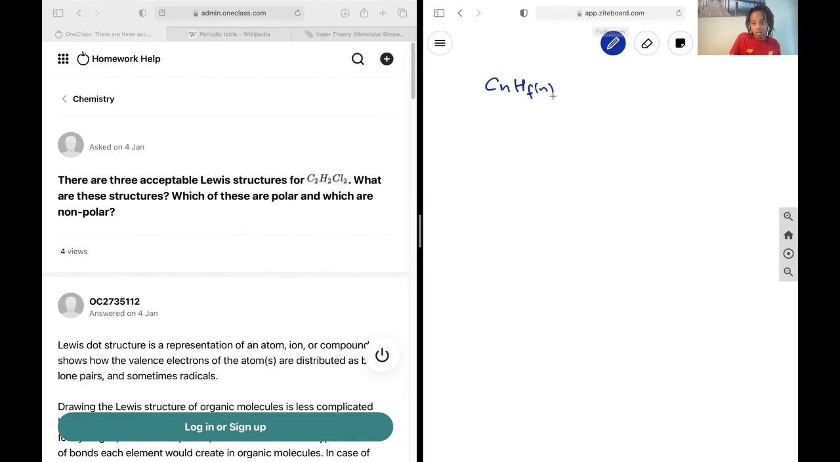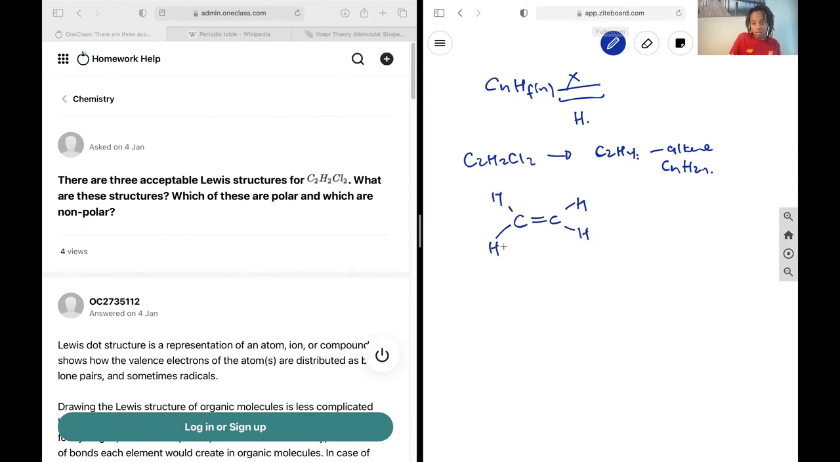CnH, some function of n, and then you have a halogen. In order to figure out what it should look like, let's go about just replacing all of those halogens instead with hydrogens. And so in the case of C2H2Cl2, let's just think about what C2H4 would look like. C2H4, we know, is going to be an alkene because it's following the general formula CnH2n. And so we can expect this for C2H4.